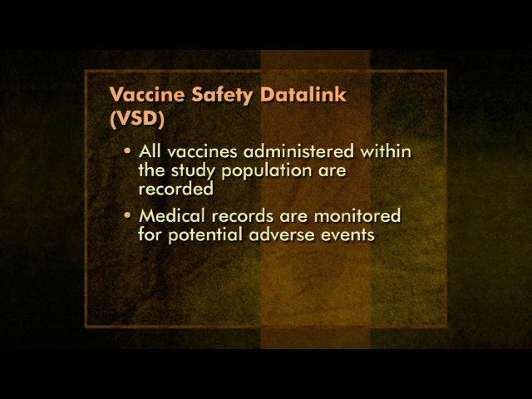Available data include vaccine type, date of vaccination, concurrent vaccinations, those given during the same visit, the manufacturer, lot number, and injection site. Medical records are then monitored for potential adverse events resulting from immunization. Since VSD includes medical records of both vaccinated and unvaccinated persons, rates of medical conditions can be generated and compared. The VSD project allows for planned vaccine safety studies as well as timely investigations of hypotheses.